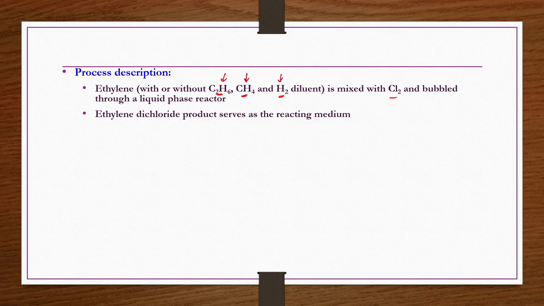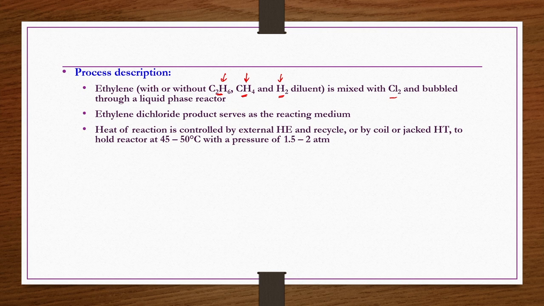Ethylene dichloride product serves as the reacting medium. Heat of reaction is controlled by external heat exchangers and recycle, or by coil or jacketed heat transfer to hold the reactor at 45 to 50 degrees centigrade with a pressure of 1.2 to 2 atmospheres, right?